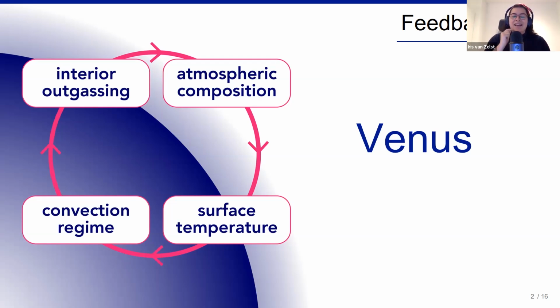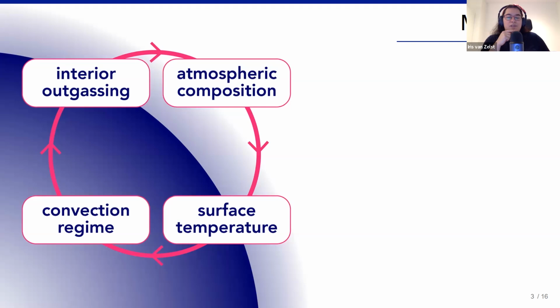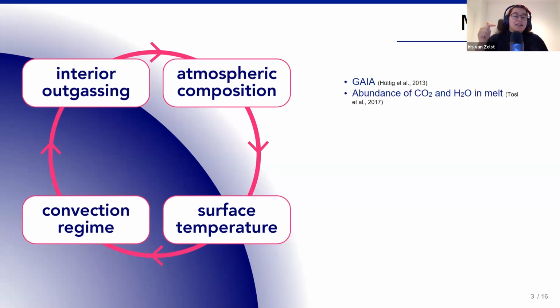So I'm just going to quickly walk you through what I've been doing. There are a lot of builds in here, I'm sorry. We use the geodynamic code Gaia, which is the DLR in-house code, which does the thermal evolution of, in this case, Venus. And what I've added to that is that it calculates the abundance of carbon dioxide and water that is present in the melt.